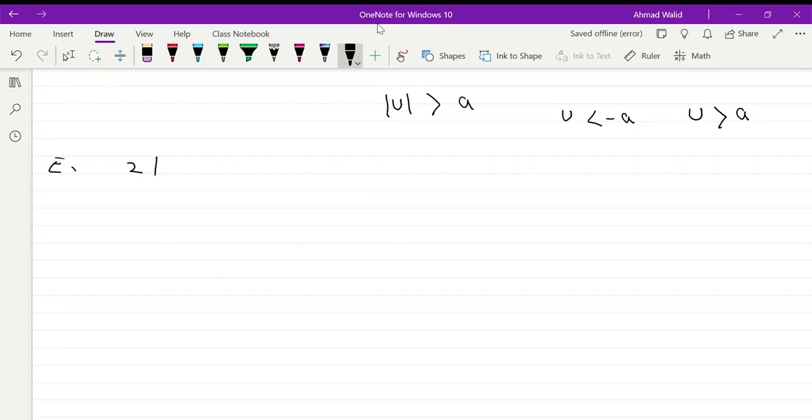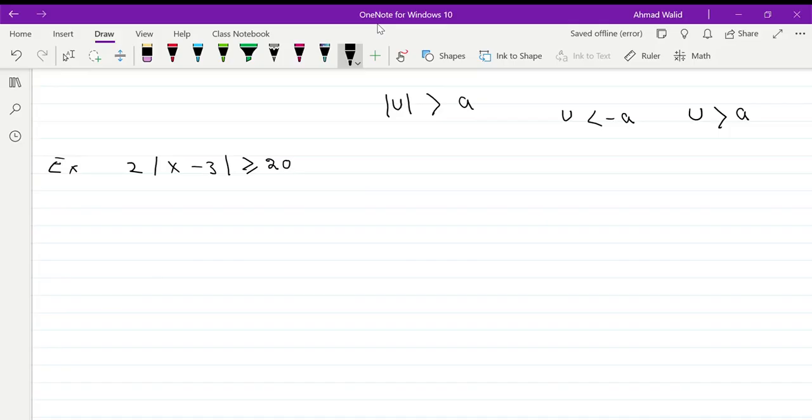For example, another example: 2 absolute value of x minus 3, let's say greater than, hmm, 19. Or let's say not 19. 19 is not a good number. You will end up with fractions. You will get a lot of trouble. Let's say 20. You see a number outside of the absolute value?